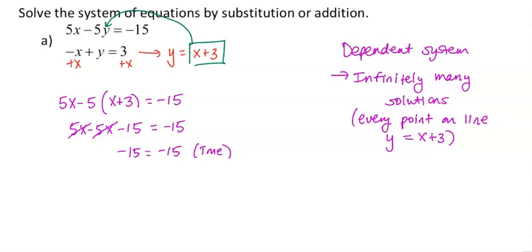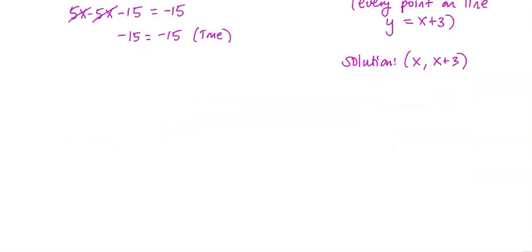So another way that we could write this solution is as an ordered pair using a variable. We could use our variable x and say every ordered pair will be of the form x comma y. So if you pick any real number for x, the y will always be equal to x plus 3. So this is a way to write an ordered pair that describes every single point on the line y equals x plus 3. Since there's infinitely many choices for x, this will give us infinitely many different ordered pairs on that line for this dependent system. Let's look at another example.